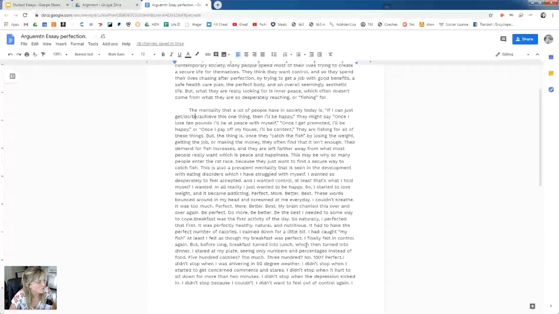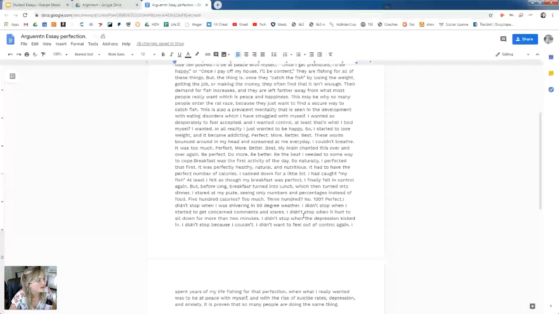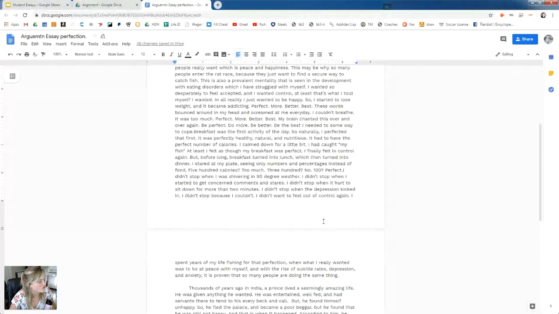stared at my plate, seeing only numbers and percentages instead of food. 500 calories too much, 300 no, 100 perfect. I didn't stop when I was shivering in 90-degree weather, not when I got concerned comments and stares. I didn't stop when it hurt to sit down for more than 2 minutes, and I didn't stop when the depression kicked in. I didn't stop because I wouldn't. I didn't want to fall out of control again.